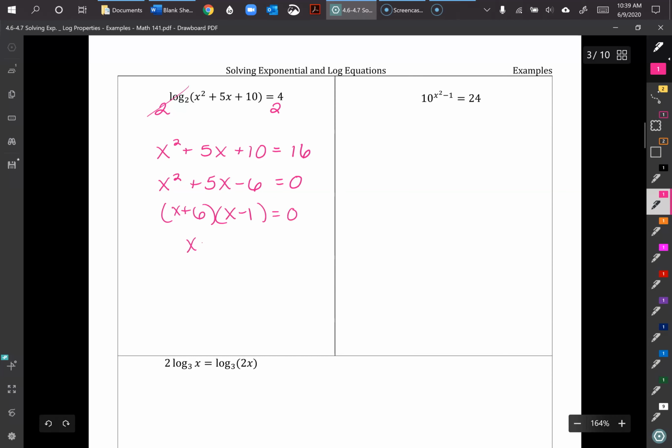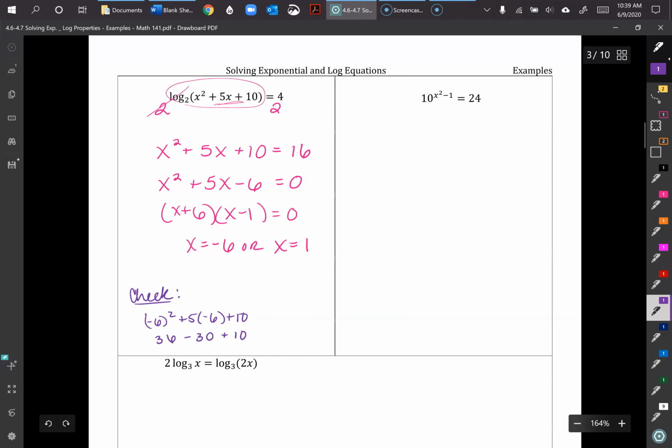So set each factor equal to 0. We get x equals negative 6 or x equals a positive 1. And then we have to check and make sure that we don't get any negative values in here because this original problem was just the log of that. So we want to check. And you can just check quick that we have negative 6 squared plus 5 times negative 6 plus 10. We get 36 minus 30 plus 10. So I'm good there. I get 16.